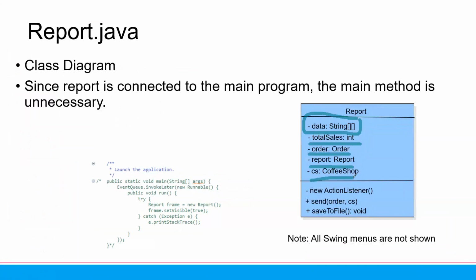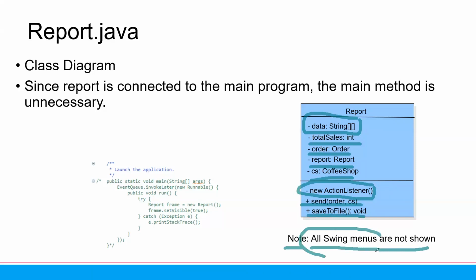And there are many methods related to the action listener. Later we will make some pattern. When we create a pattern, then there will be an action listener method. And then I have send, and I have save to file. Note that all swing menus are not shown.